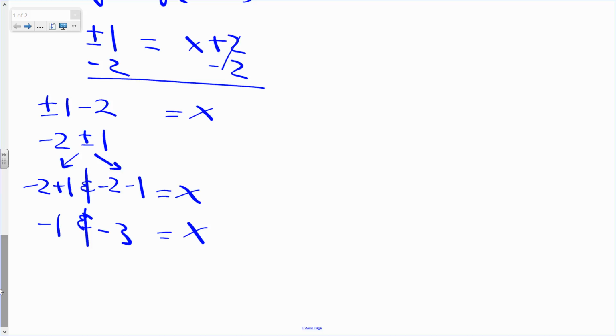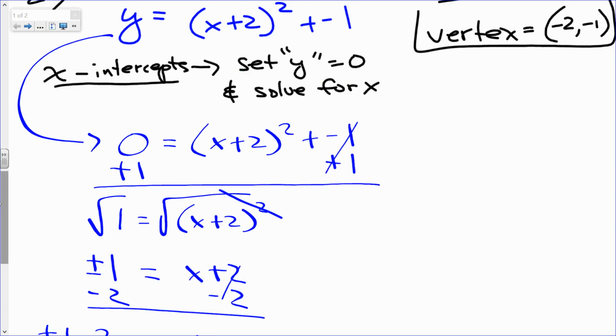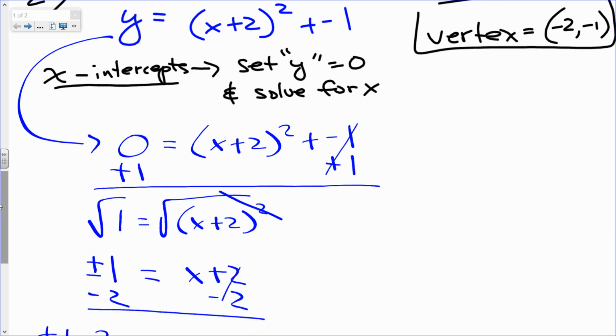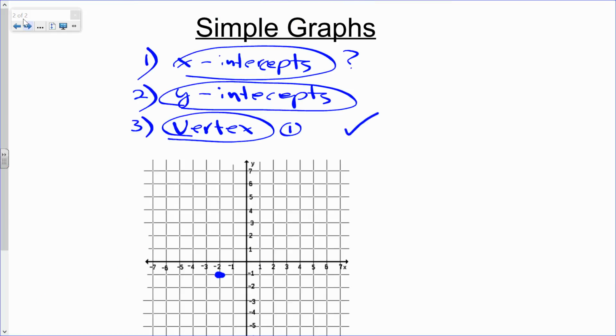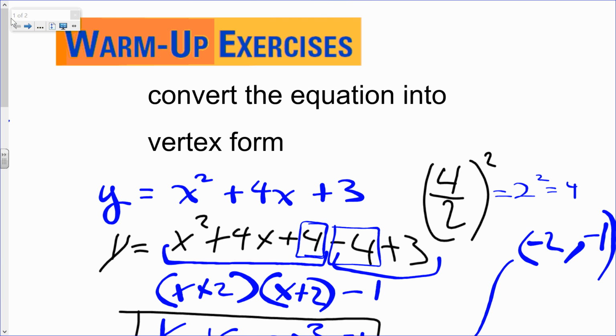Okay, so let's try to remember what we're doing here. We're finding the x-intercepts, which means the point where the graph crosses the x-axis. That's what x-intercepts means. We have our graph paper right over here. We already plotted the vertex. We're trying to figure out where it crosses the x-axis. Well, we know that y is 0.